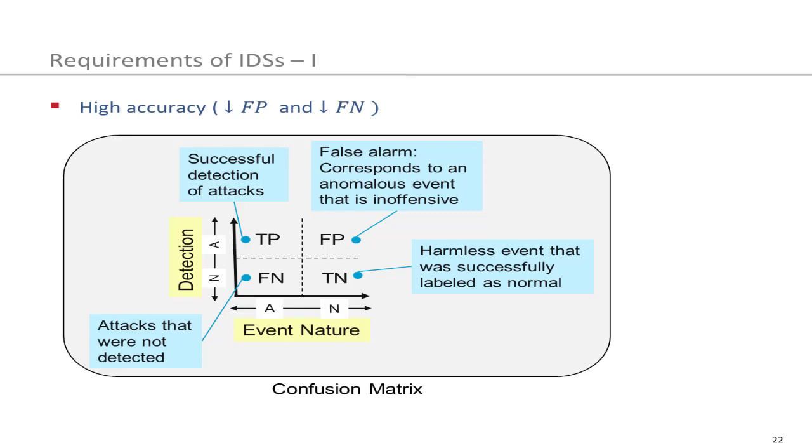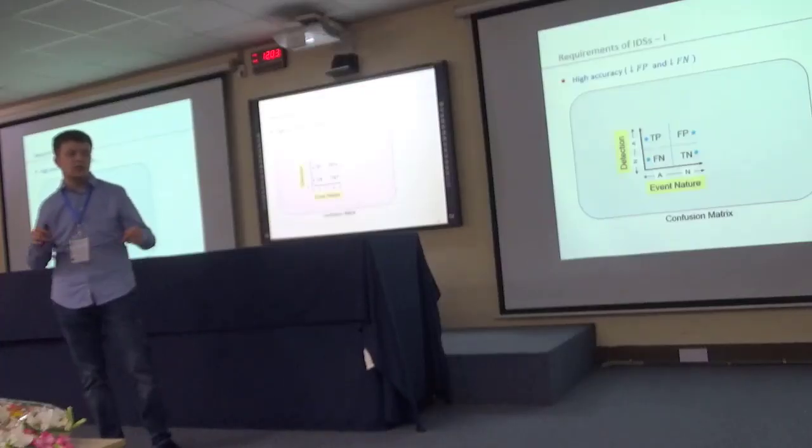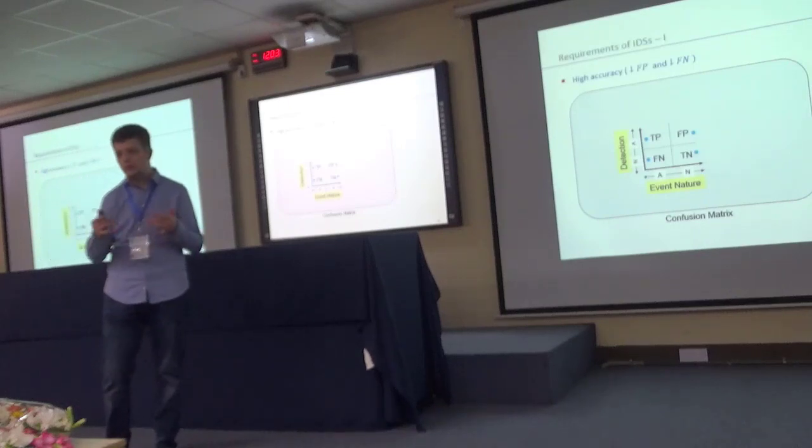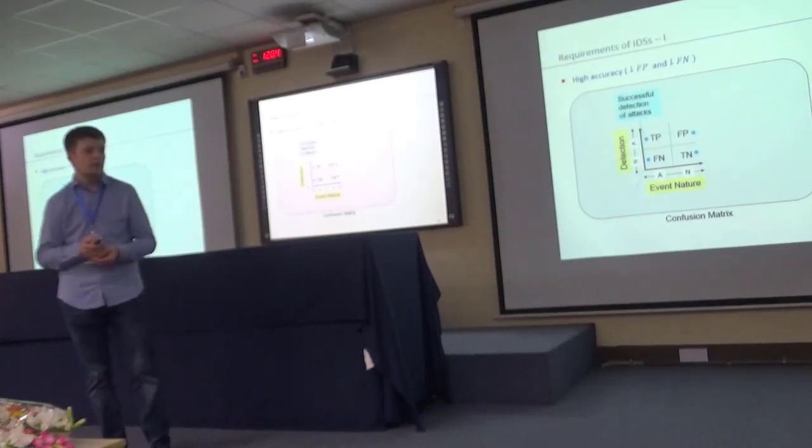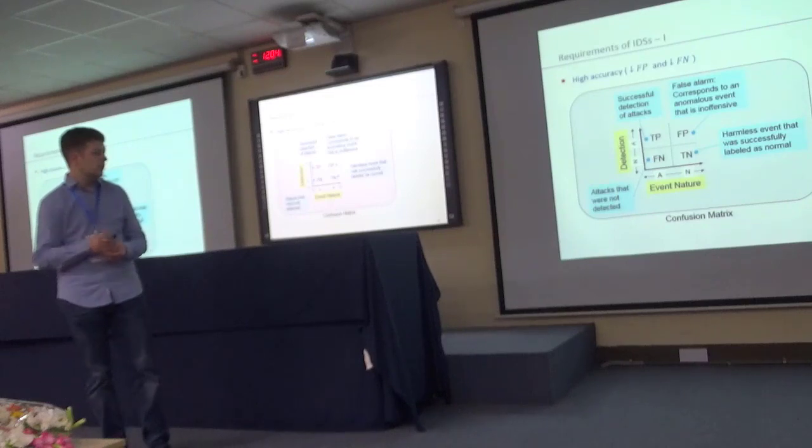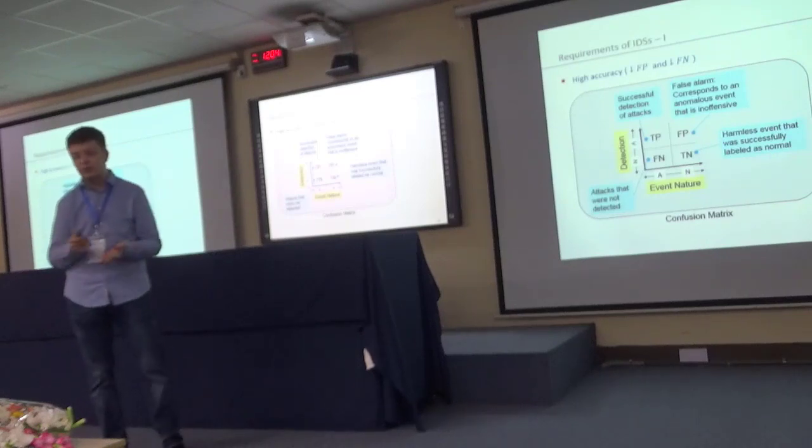So what we actually want to have is high accuracy, so that means a low rate of false positives, a low rate of false negatives, so actually only true positives and true negatives. Exactly, that's what I just said. So the false alarms we want to avoid, and the attacks that are not detected, of course, we also want to avoid.